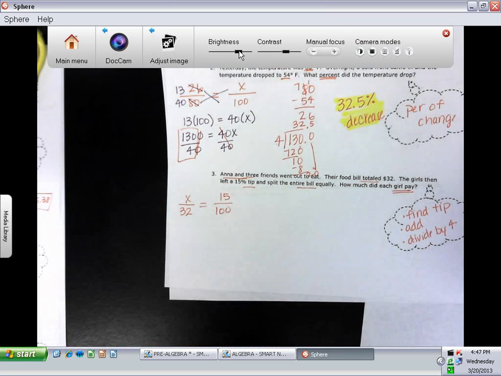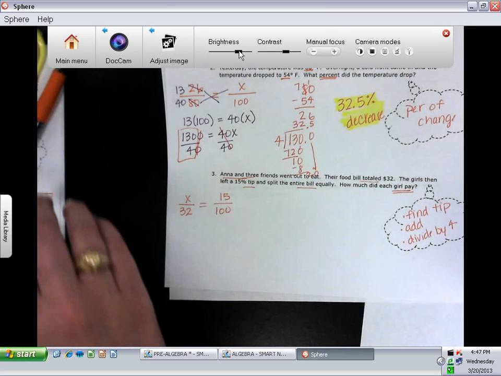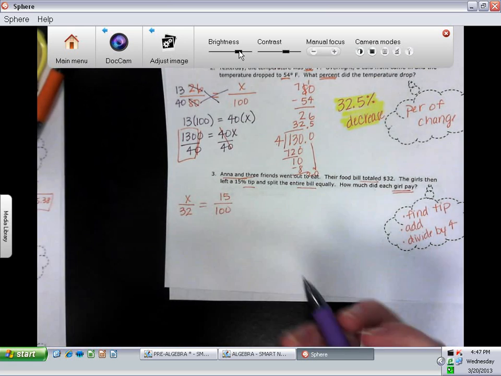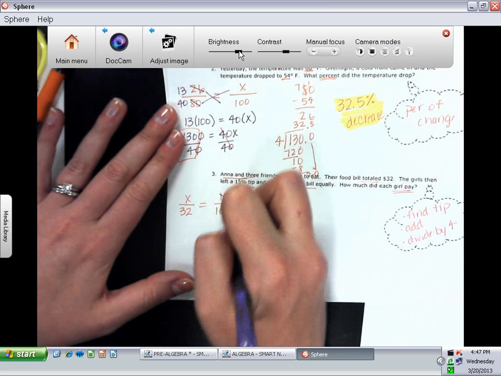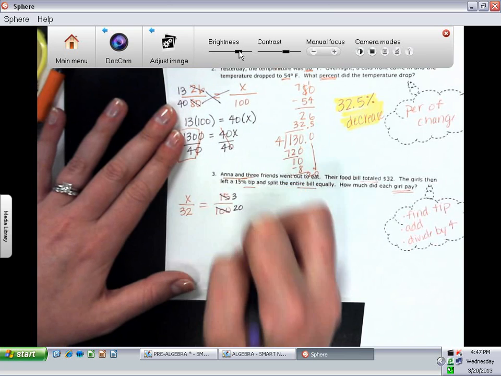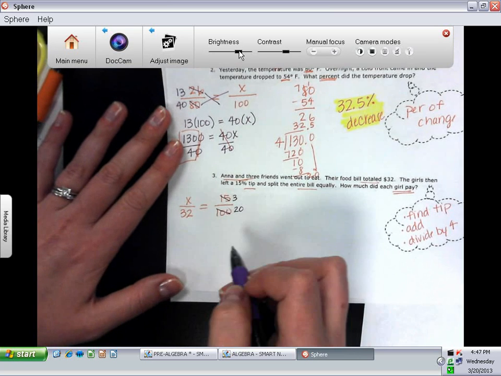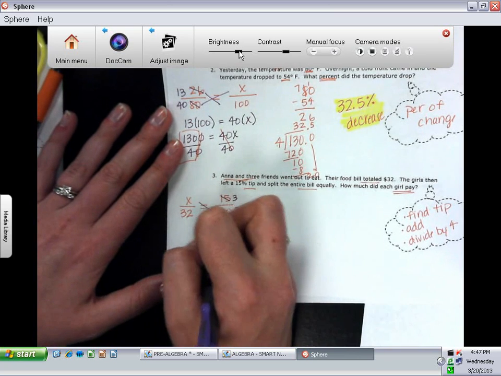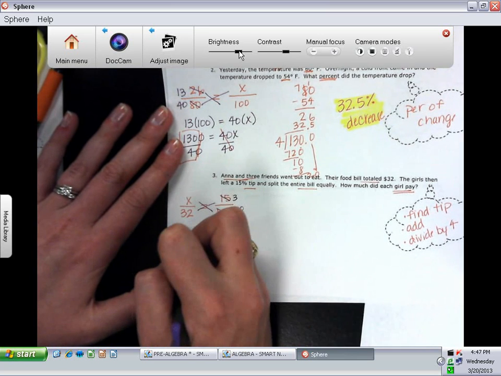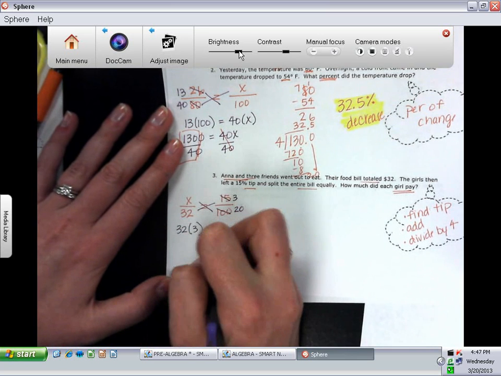So I can simplify a little bit here. I know that 5 goes into 15 3 times, and 5 goes into 120. So that makes things a little better. And I'm going to cross multiply. 32 times 3 equals 20 times X.